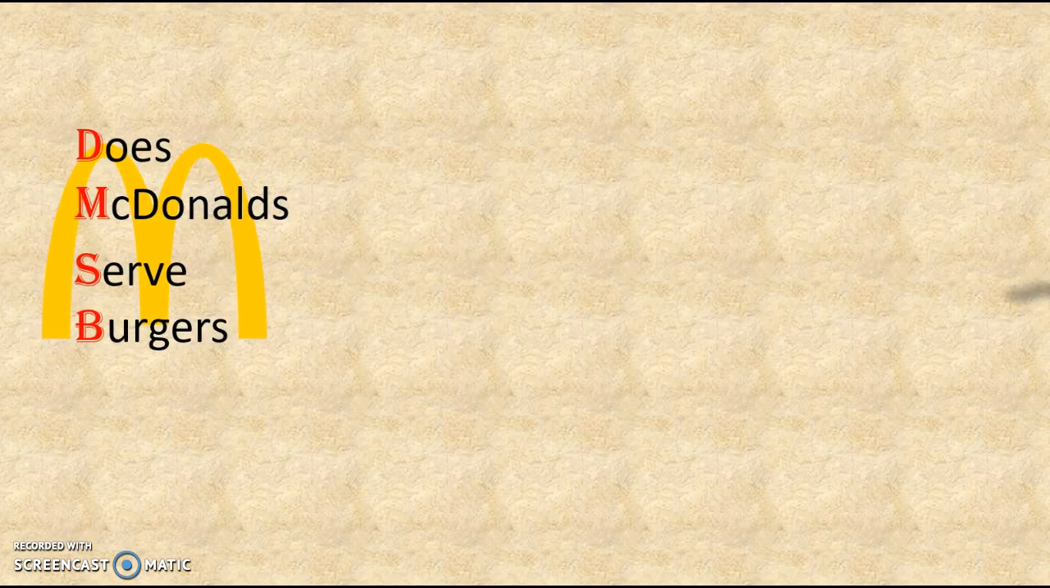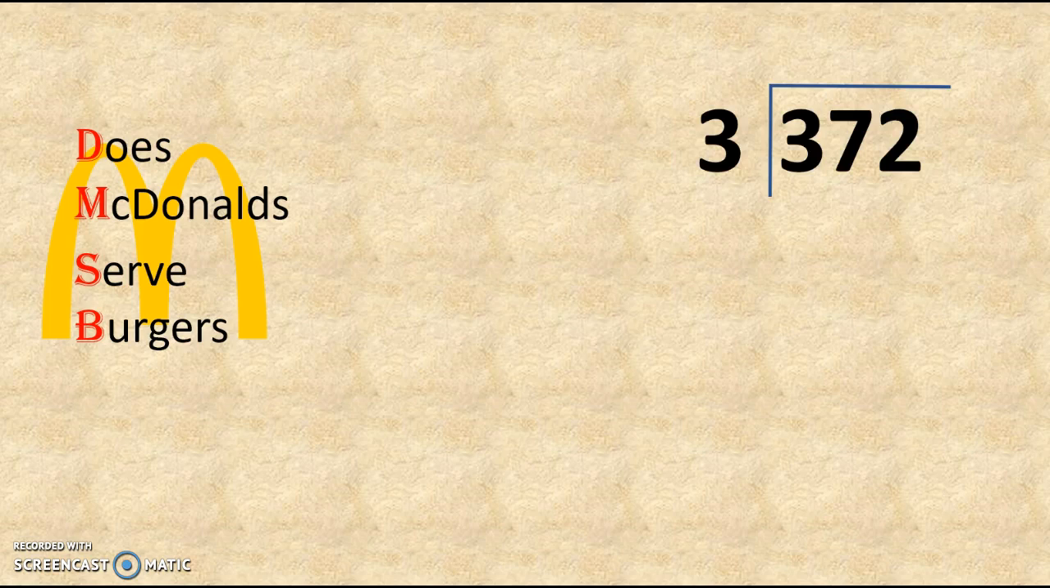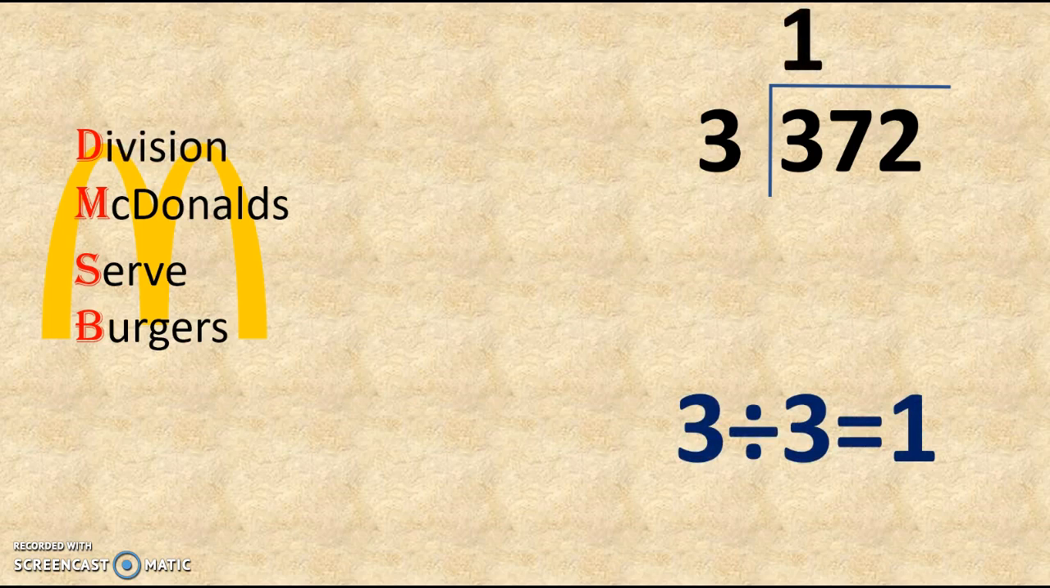So let me show you a little trick to remembering how to do this. You just need to remember, does McDonald's serve burgers? So let's look at a long division problem, and I'll show you what "does McDonald's serve burgers" means. We start off with the "does," meaning division. So in our long division problem, we see that we're dividing. We divide the first digit of the dividend by the divisor, and that's 3 divided by 3 gives us a 1. We put the 1 up in the quotient.